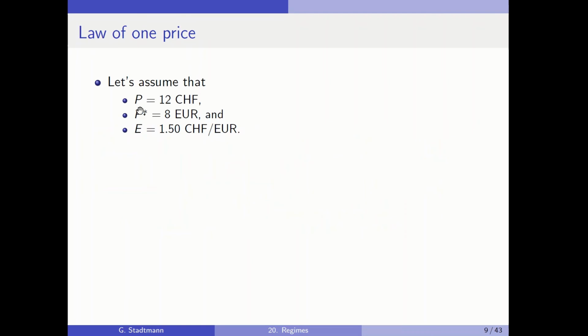Let's assume that one good in Switzerland costs 12 Swiss francs. The price in Germany is equal to 8 euros and the exchange rate is at 150 Swiss francs per euro. So in this numerical example, we are looking at the Swiss economy as the home economy and the foreign country, this is Germany. So we are looking at this numerical example from a Swiss perspective.